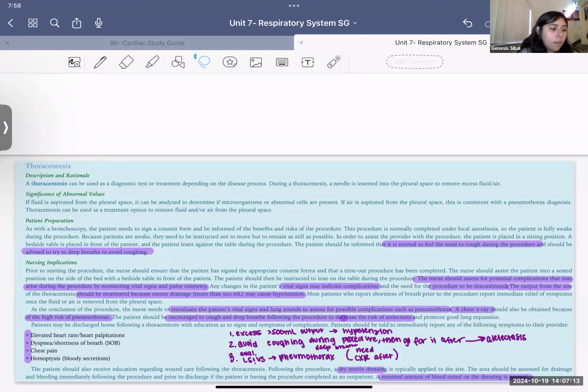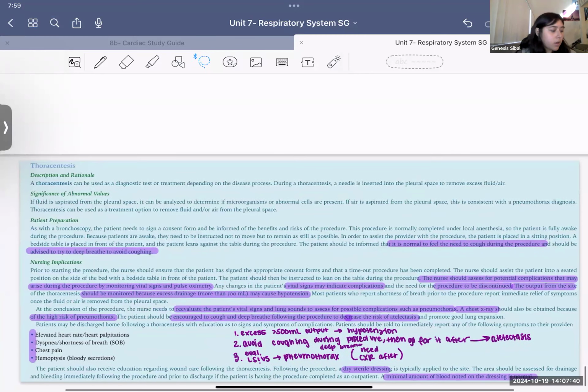Are they having any shortness of breath as we're removing the fluid or air from that space? They also need to be reassessed for their lung sounds and their vital signs for a pneumothorax, because they can develop a pneumothorax, and a chest x-ray should also be obtained because of the high risk of pneumothorax. They should be encouraged to turn, cough, and deep breathe following the procedure. And like I said earlier, following the procedure, a dry sterile dressing is typically applied to the site, and a minimal amount of blood noted on the dressing is normal. So that's the only things I would note.